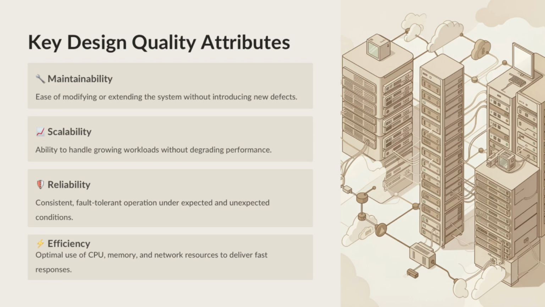Key design quality attributes. When evaluating design, we focus on certain quality attributes: maintainability, scalability, reliability, and efficiency. Maintainability means how easily the system can be modified or updated. Scalability is whether the system can handle increased users or data. Reliability means the ability of the system to perform consistently without failures. Efficiency means how well the system uses resources like memory and the CPU. A good design should balance all these attributes.